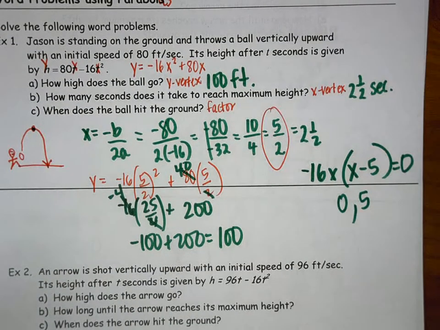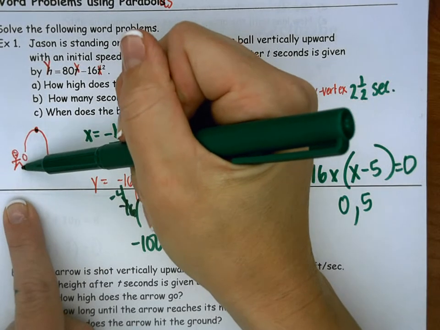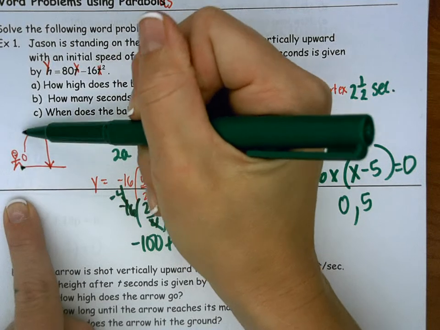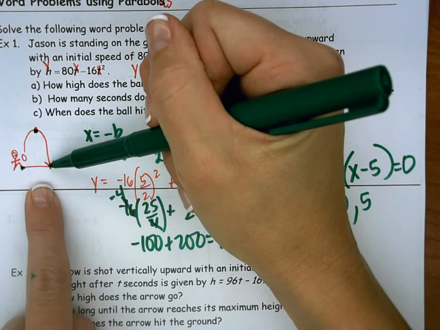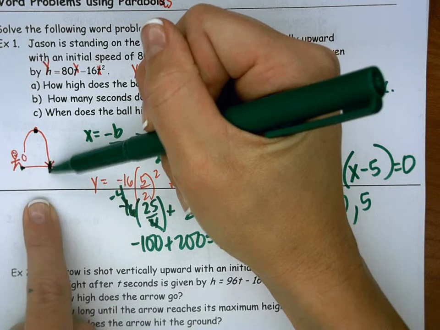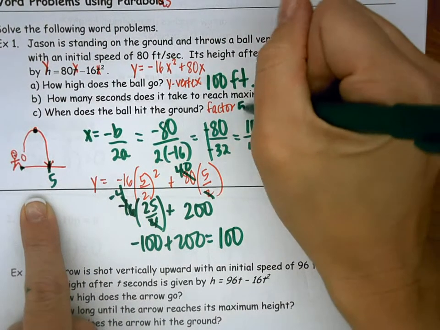Well, doesn't this make sense? The first time it's hitting the x-axis is at 0, right? Because he hasn't thrown it yet. And then he throws it, it takes 2.5 seconds to get here, and then it takes another 2.5 seconds, which makes 5 seconds to hit the ground. So this answer is 5 seconds.